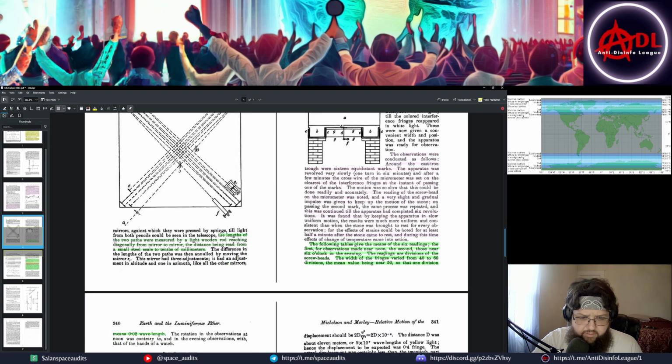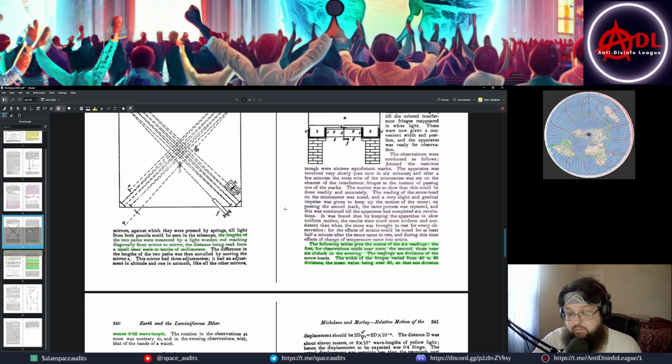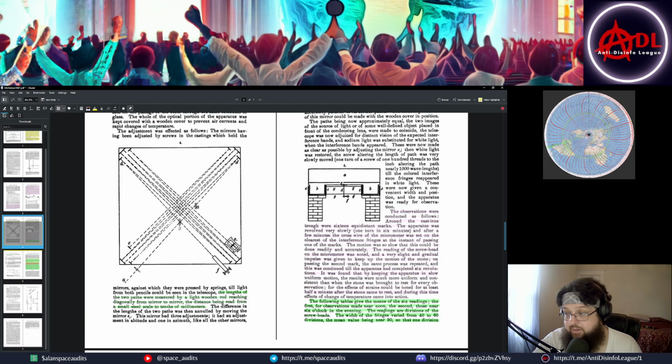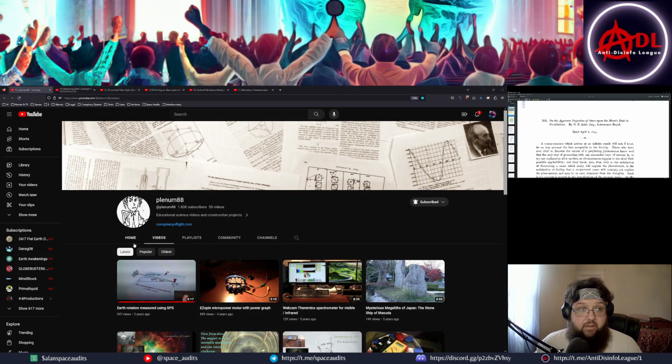Okay, so the lengths of the two paths were measured by a wooden rod reaching diagonally from mirror to mirror, the distance being read from a small steel scale, tenths of a millimeter. So they basically had a little ruler at the end of a wooden rod, and they would reach over the apparatus with that, line it up, take their fringe measurements, and do their thing, right? So now we're going to look at some modern renditions of that.